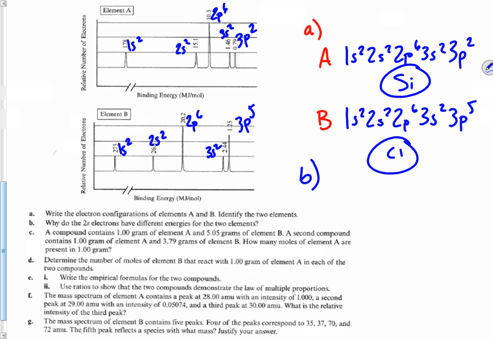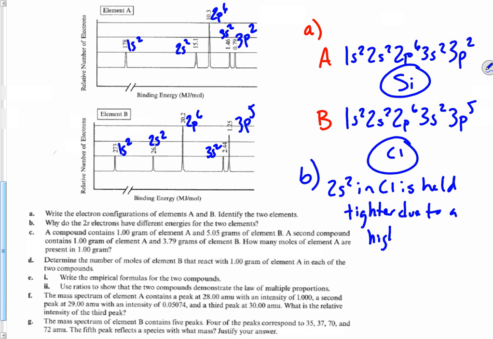Is that it? So the bottom one, it should make sense that it's a larger value, right? Because the 2s2 in chlorine is held tighter due to a higher nuclear charge. Perfect.